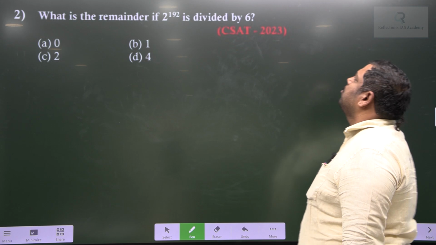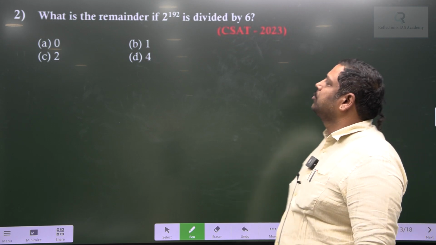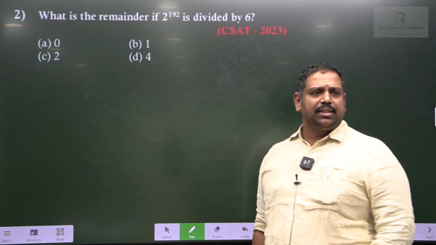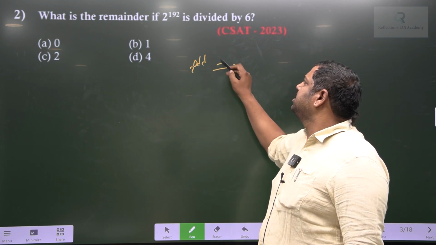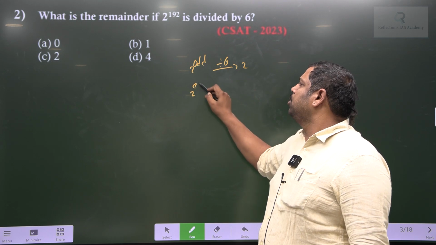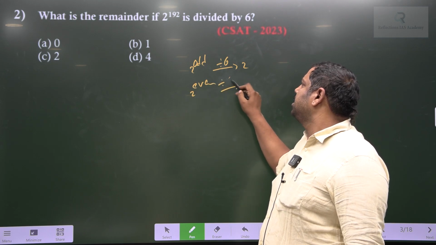What is the remainder when 2 power 192 is divided by 6? The beauty of 2 and 6 is that if you take 2 power an odd number and divide with 6, you will get 2 only. 2 power an even number divided with 6, the remainder is 4 only.